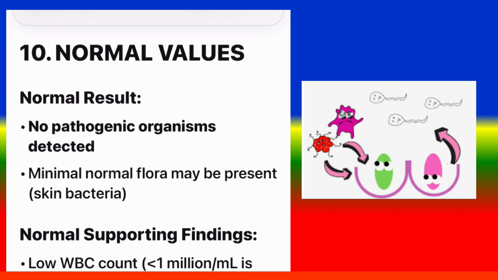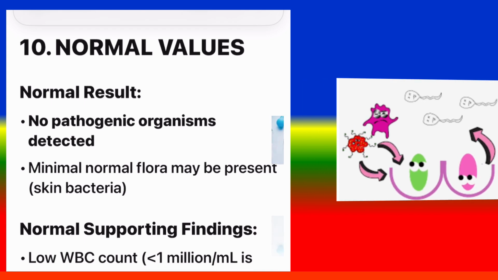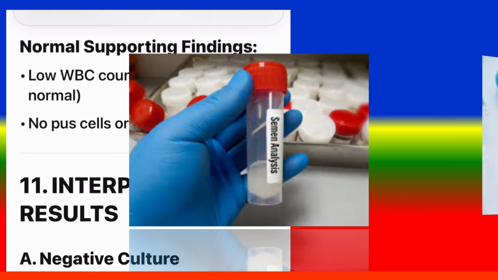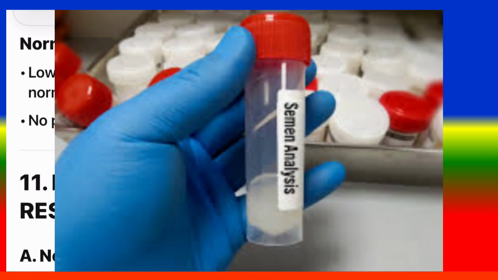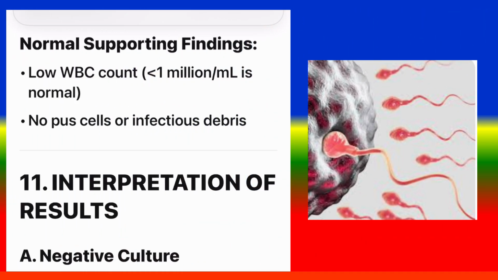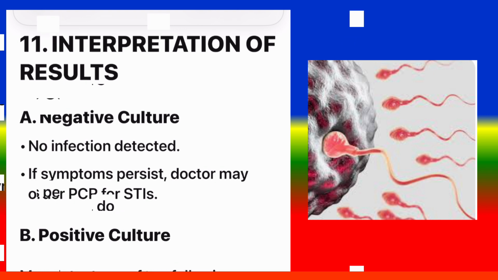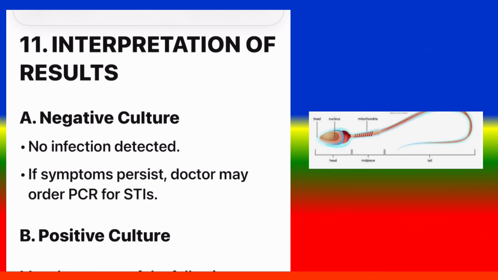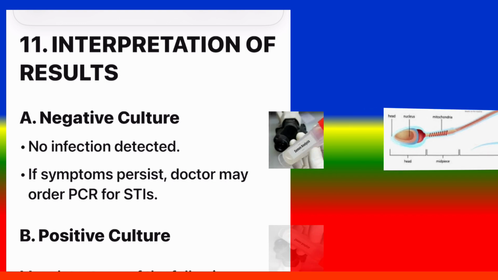Number 10, normal values. Normal result: no pathogenic organisms detected. Minimal normal flora may be present, such as skin bacteria. Normal supporting findings: low WBC count, less than 1 million per milliliter, no pus cells or infectious debris. Number 11, interpretation of results. A. Negative culture, no infection detected. If symptoms persist, doctor may order PCR for STIs.